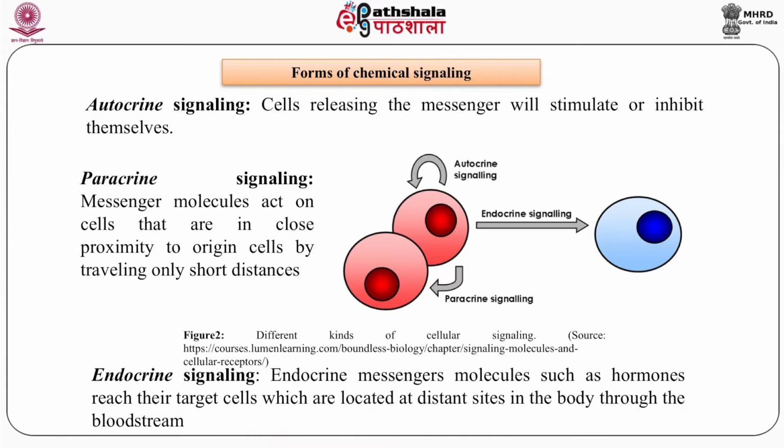Now number 3, we have endocrine signaling. Endocrine messengers such as hormones reach their target cells, which are located at distant sites in the body, through the bloodstream. This whole scenario can be seen in figure number 2, which shows the different kinds of cellular signaling.